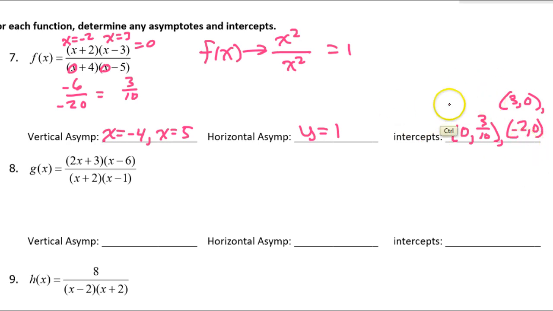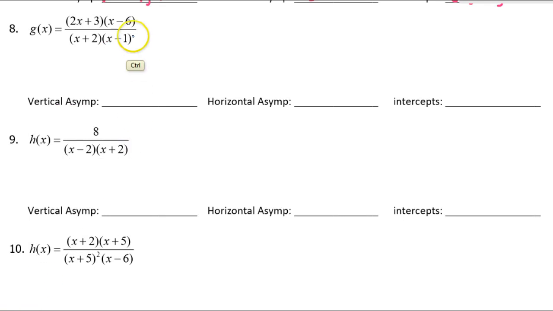Okay, so those are the intercepts. All right, number 8. Vertical asymptotes come from setting the denominator equal to 0. So that will give me x equals -2 and x equals 1.